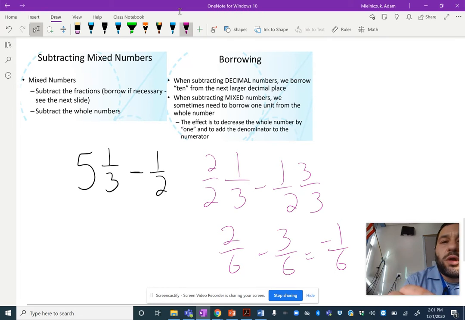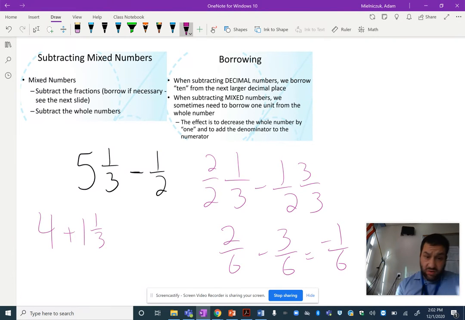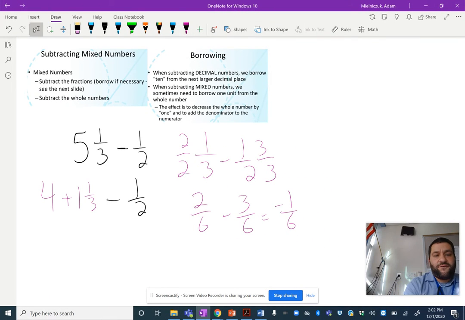So let's say that this is, instead of 5 1/3, can we say that this is 4 plus 1 1/3? Do we still get our 5? And can we still subtract our half? I think so. But why will this matter? Because now I can say that I have 4 plus 4/3 minus 1/2.